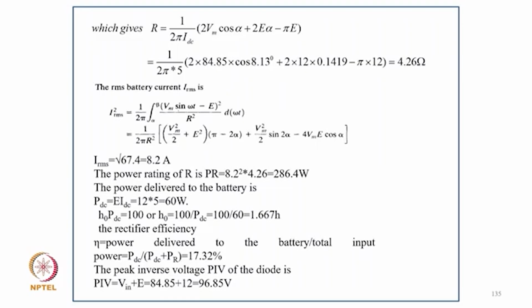And battery RMS current is IRMS equal to square root of 1 upon 2 pi integral alpha to beta of (Vm sin omega t minus E) square divided by R square. Putting the value, it comes 8.2 ampere, and the power rating of R is PR equal to 8.2 square into 4.2, that is 86.4 watt, and power delivered to battery PDC equal to E IDC, that is 60 watt, and the hours equal to 100 upon PDC, so it becomes 1.667 hour, and the rectifier efficiency is power delivered to battery divided by total power, so it becomes PDC upon PDC plus PR, that is 17.32%, and peak inverse voltage of diode is Vm plus E, that is 96.85 volt.